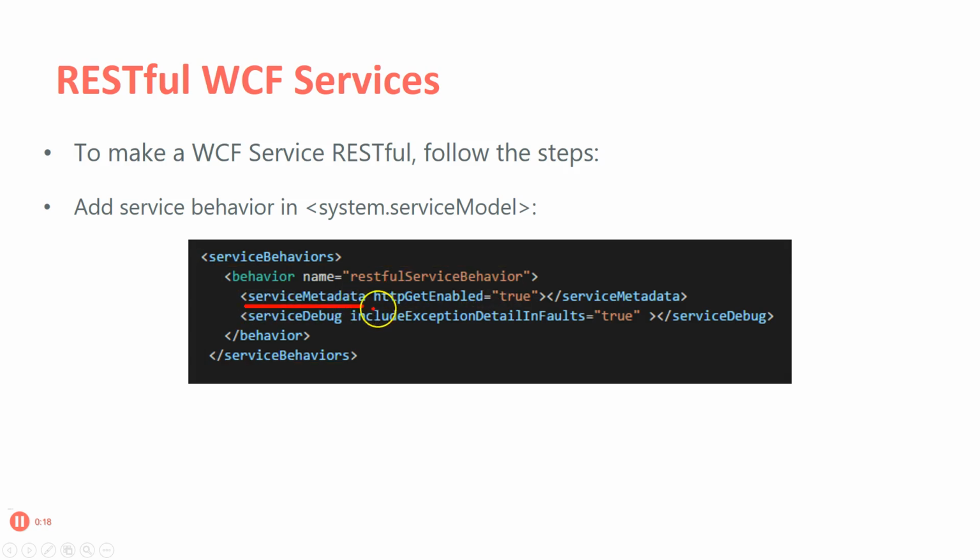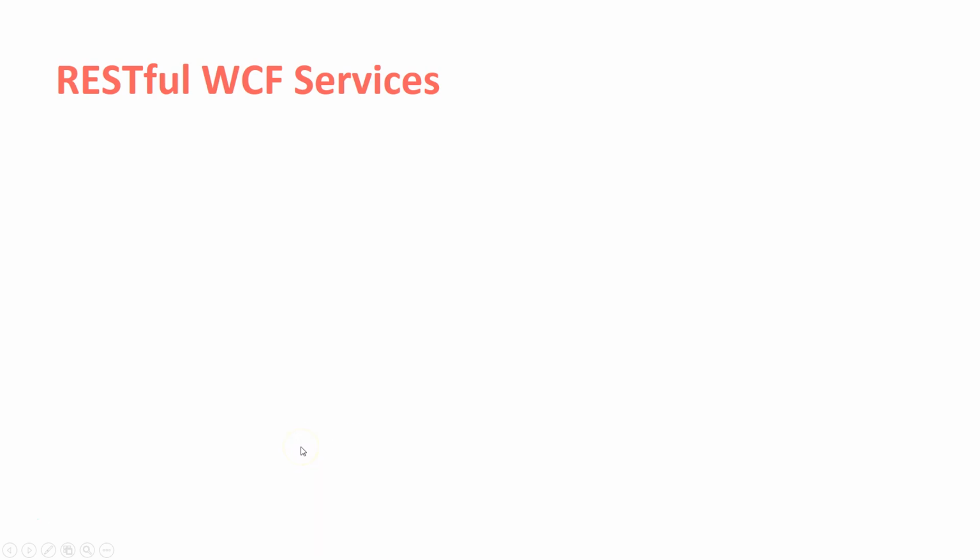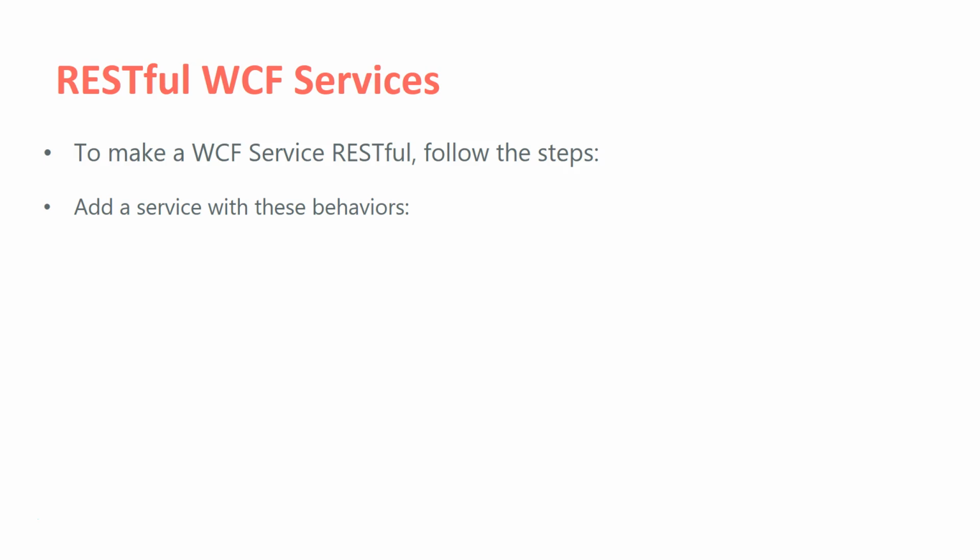Here I'm setting serviceMetadata httpGetEnabled to true and includeExceptionDetailInFaults to true, if we need it. Next is the endpoint behavior in system.serviceModel. Here I'm going to set endpointBehaviors, and inside it have a behavior, RESTful endpoint behavior, and webHttp. To make a WCF service RESTful, we need to follow these steps as well.